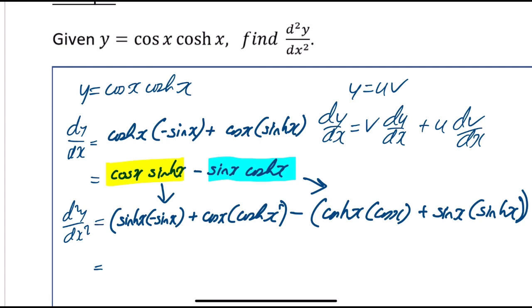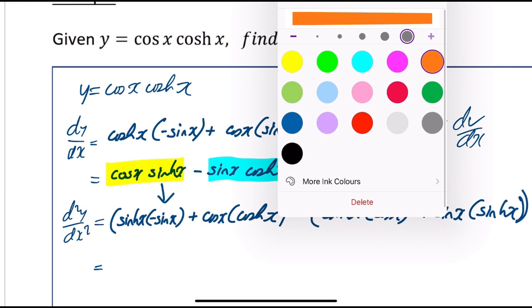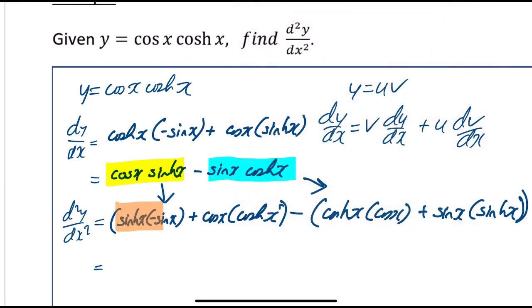And what will happen here, let's have a wee look at this and see will anything cancel. I have got positive one of these, then take away a positive one of those, so they'll cancel, so they can go. And then I'll have negative sine x hyperbolic sine of x minus another sine x hyperbolic sine x. So what I actually have is minus 2 sine x hyperbolic sine of x. Lovely.